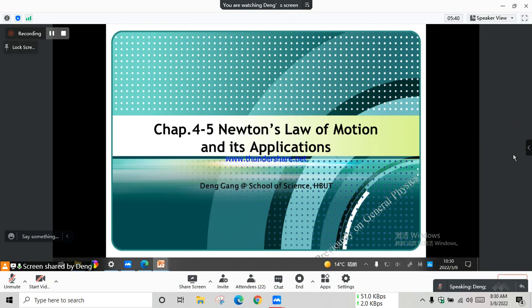Dynamics tells us why the objects move like this. So kinematics tells us how they move, and it helps us to predict their motion. And dynamics tells us the reason why they move like this. So there's a difference between dynamics and kinematics. Newton's laws can help us to understand why they move like this.